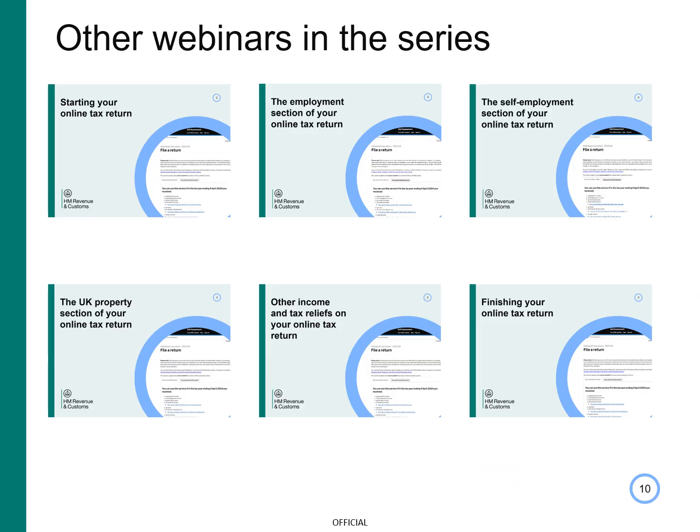Before we start today's webinar, I'll just mention our other webinars in the series that will help you with your self-assessment tax return. They are starting your online tax return, the employment section of your online tax return, the self-employment section of your online tax return, the UK property section of your online tax return, other income and tax reliefs on your online tax return, and finishing your online tax return. You can join these live webinars where you can ask questions or watch a recording of the webinar, which you'll find on our help and support pages after it's been delivered live.